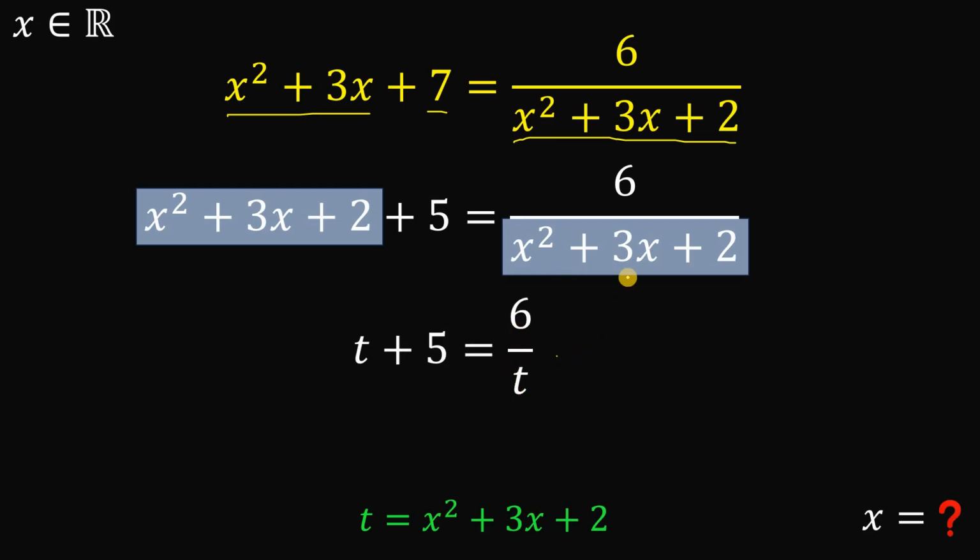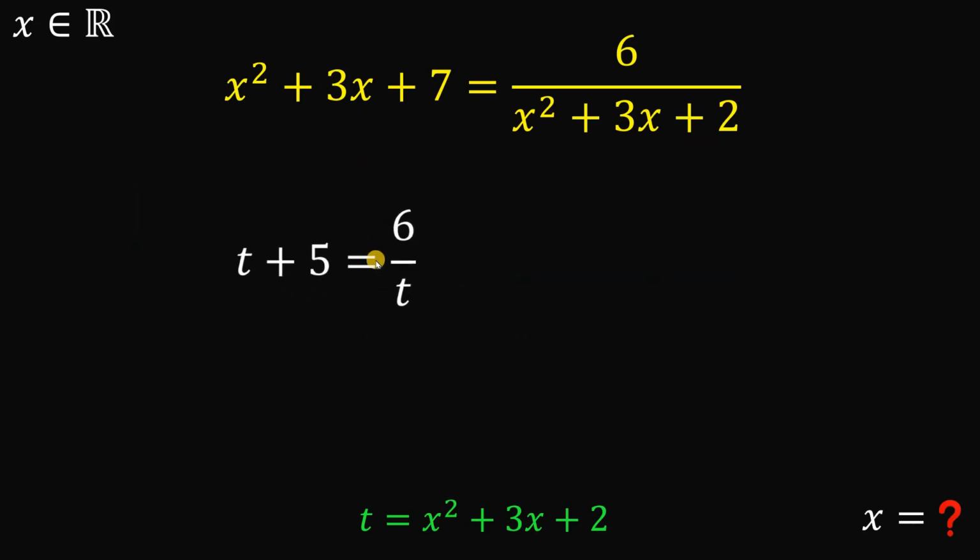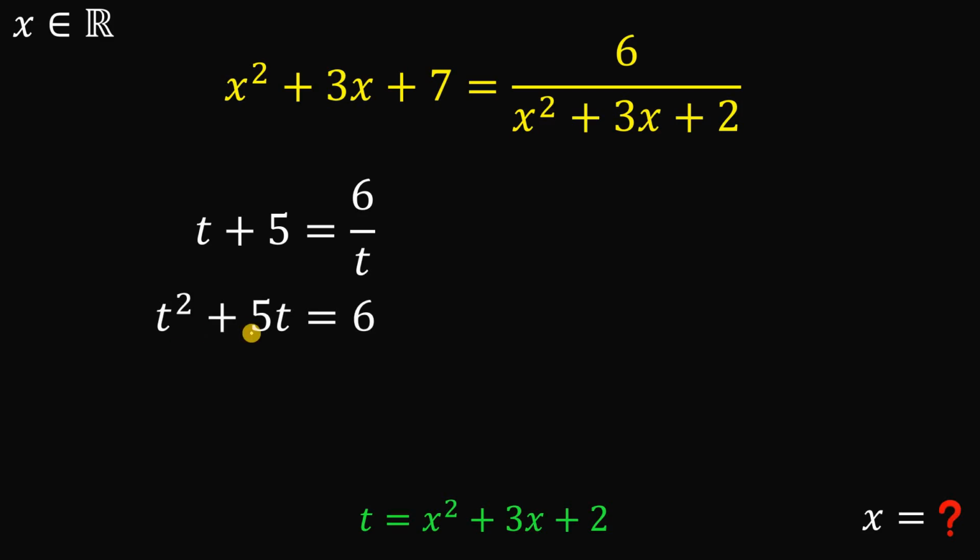Now, as you can see, this looks simpler than the original equation. Alright, so now let's focus on this equation, t plus 5 equals 6 over t. What we're going to do here is to multiply both sides by t. So t squared plus 5t equals 6. Then, subtract 6 on both sides or equate this to 0. And now, let's factor this quadratic equation.